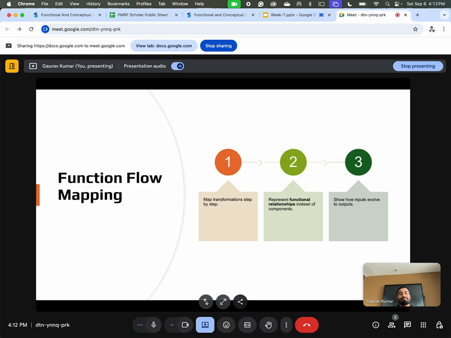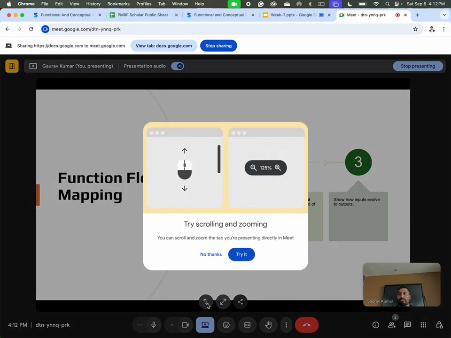Okay, hope this is clear to everyone. The function flow mapping. Okay, now moving towards the next one. Okay, just a minute.